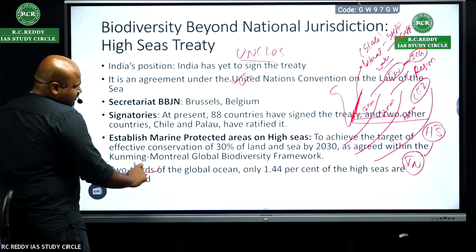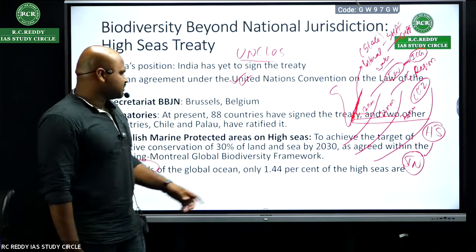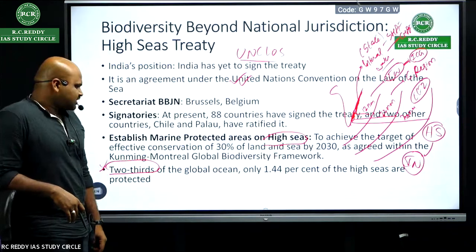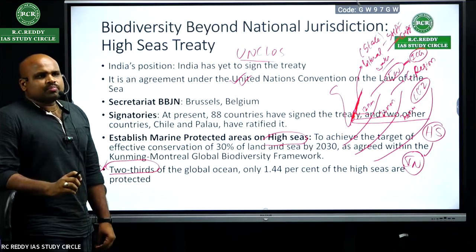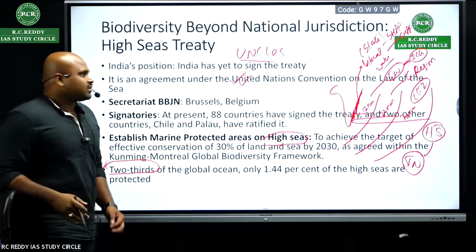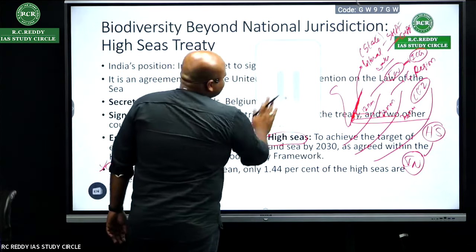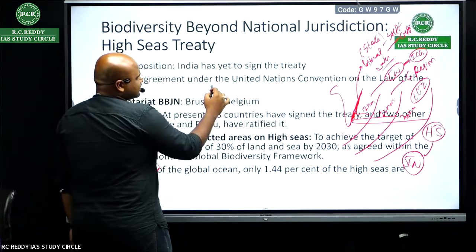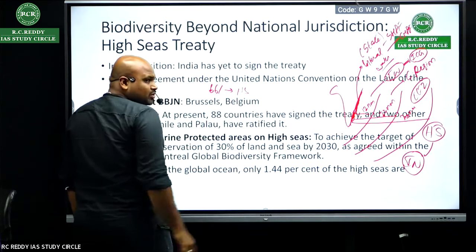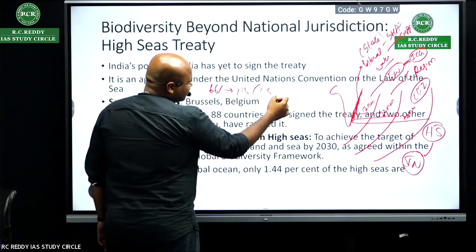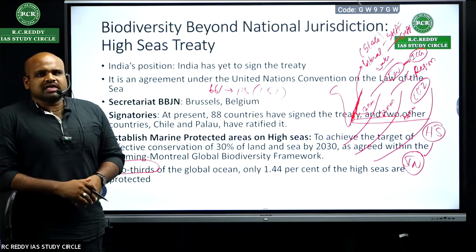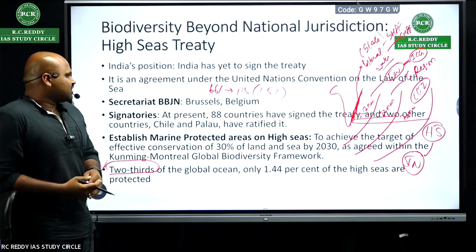That 2/3 of the global oceans is majorly present in high seas. But only 1.5% of the high seas are protected. This fundamentally shows what? That when I look at these marine resources, where are they majorly present? More than 66% of them are present in high seas. But how much percentage of these high seas is protected? Only 1.5%. That is the reason why we are talking about the High Seas Treaty.